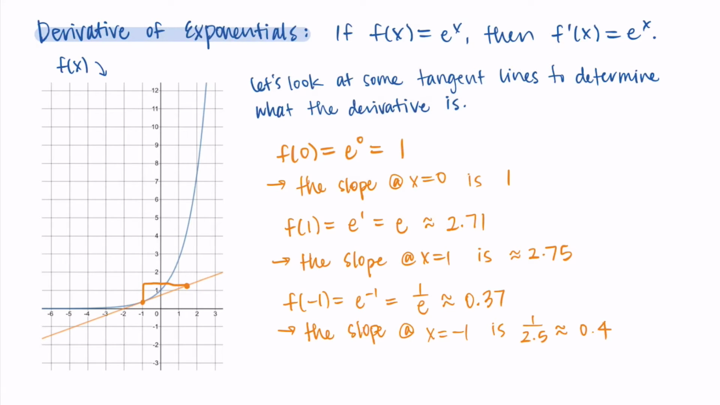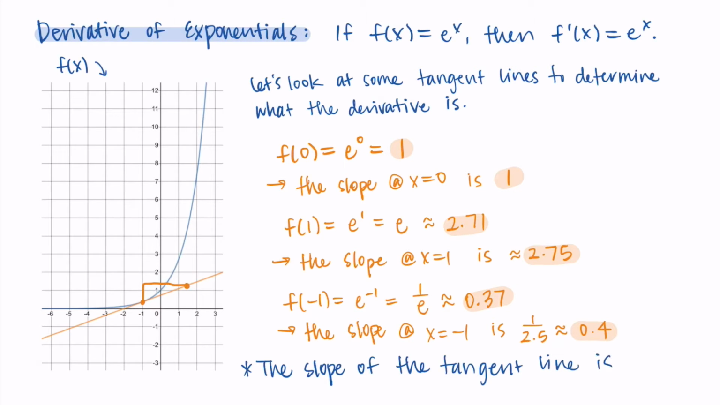So if we compare the output values to the slopes at those points, the function and the slope, which is the derivative, I'm seeing that they're almost the same. I have 1 and 1, I have 2.71 and 2.75, which remember were just estimates, and then I have 0.37 and about 0.4. Again, that 0.4 was just my estimate looking at the graph. So we can see that these are basically the same number, and this is telling us something really unique. Specifically, it's telling us that the slope of the tangent line is the same as the function values.